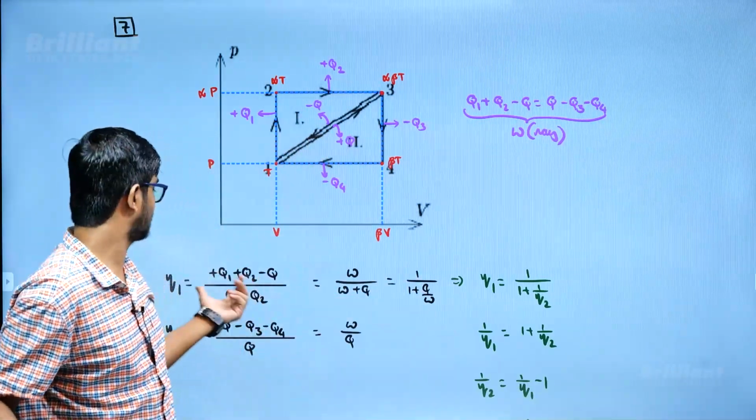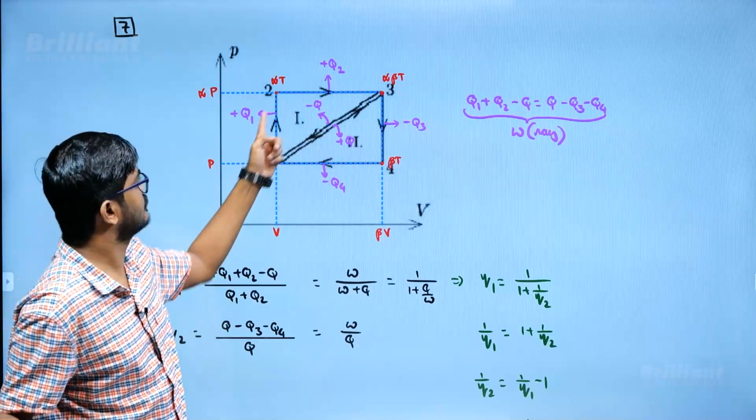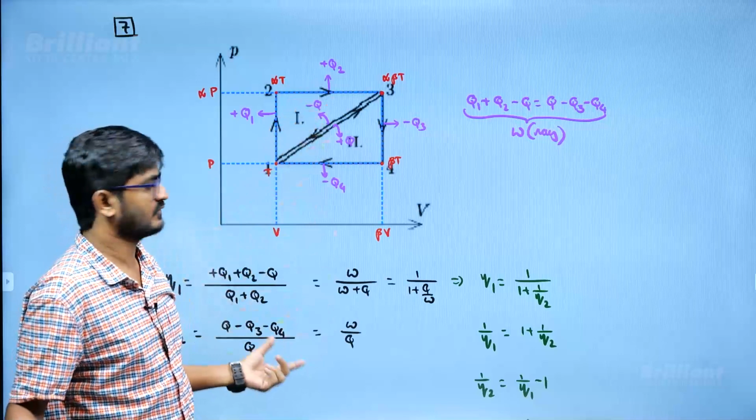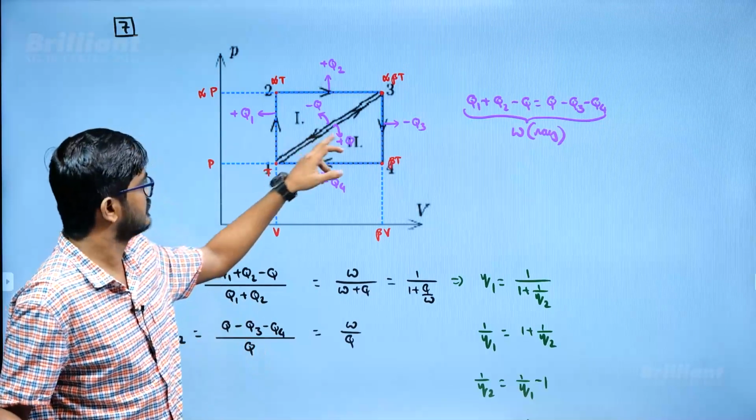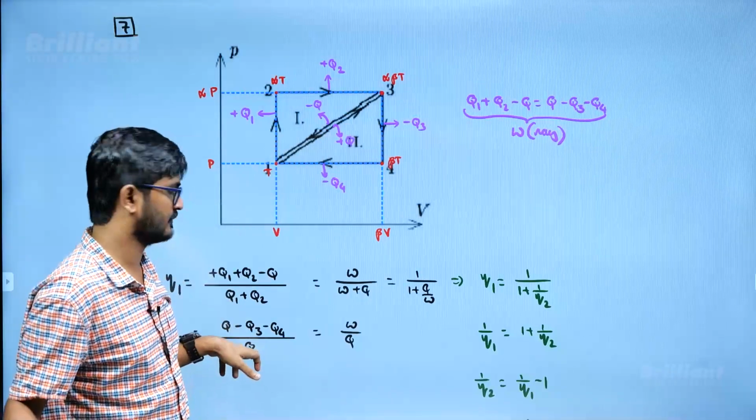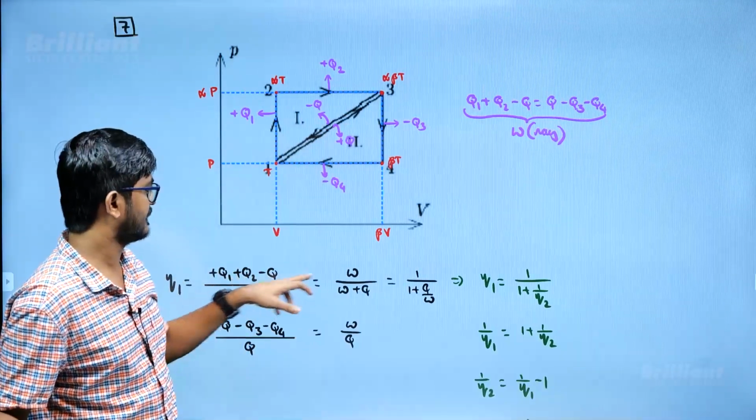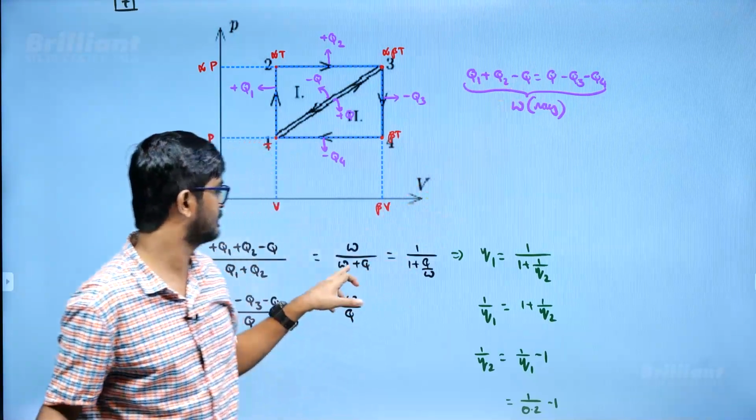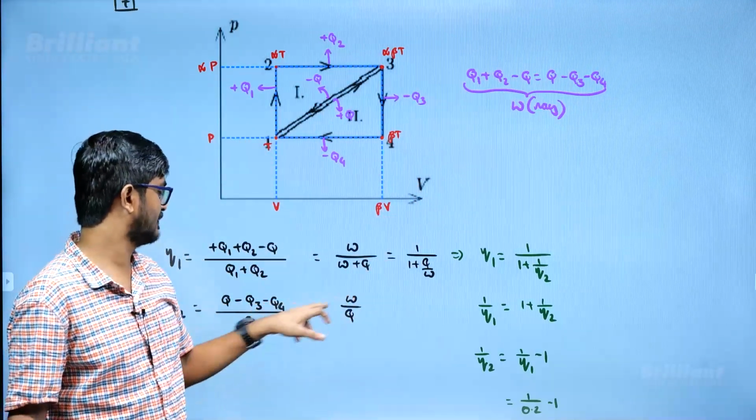Now efficiency in the first case will be work done, Q1 plus Q2 minus Q, by total heat given, that is Q1 plus Q2. In the second case it is total work done, Q minus Q3 minus Q4, by only heat given, plus Q. Now this I can write as W, and what about Q1 plus Q2? Q1 plus Q2 I can write as W plus Q. Similarly this I can write as W, this is Q.